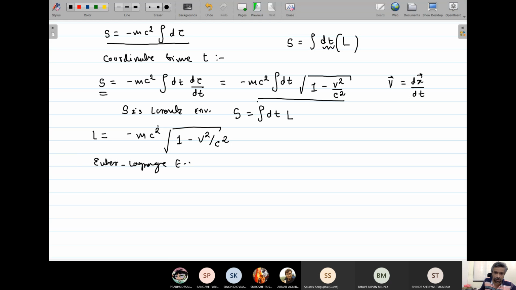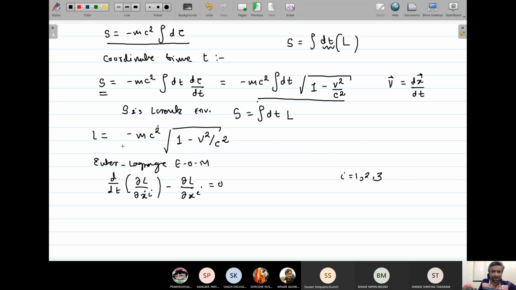Lagrange equation of motion. What are the Euler-Lagrange equations of motion? Recall from classical mechanics that the Euler-Lagrange equation of motion is given by d/dt of ∂L/∂ẋ^i minus ∂L/∂x^i equal to 0, where i runs from 1, 2, 3.